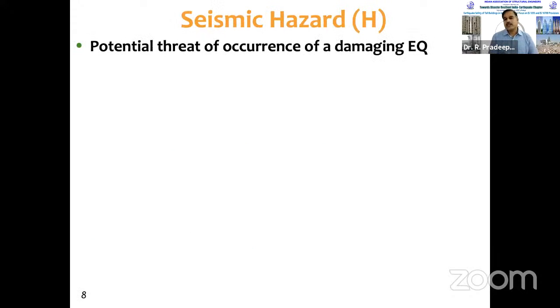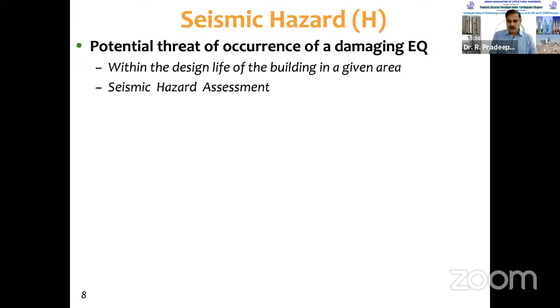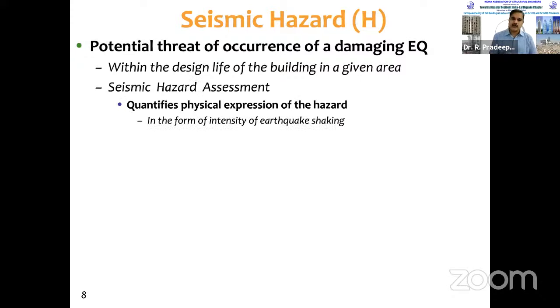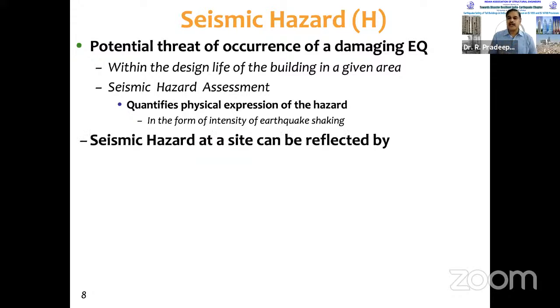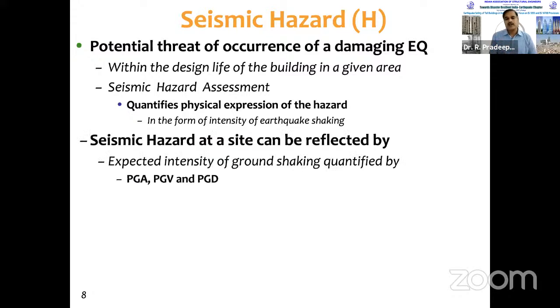Now, hazard. What is hazard? Hazard is the level of earthquake shaking which the building will receive, that is, the potential threat of occurrence of a damaging earthquake. How do we assess that? It is quantified as a physical expression, in the form of intensity of shaking. We measure it using three parameters: acceleration, velocity, and displacement. That is, peak ground acceleration, peak ground velocity, and peak ground displacement.